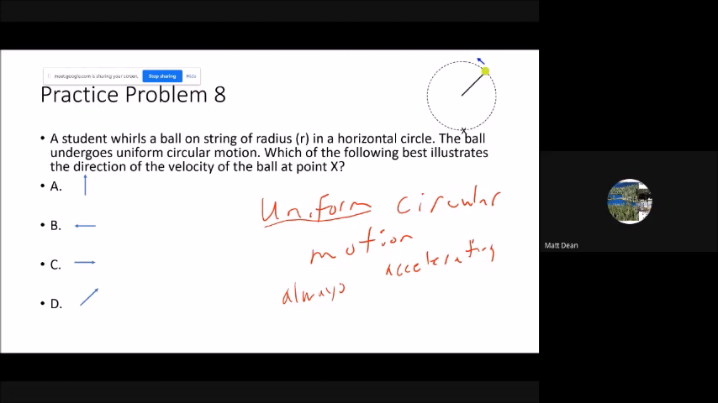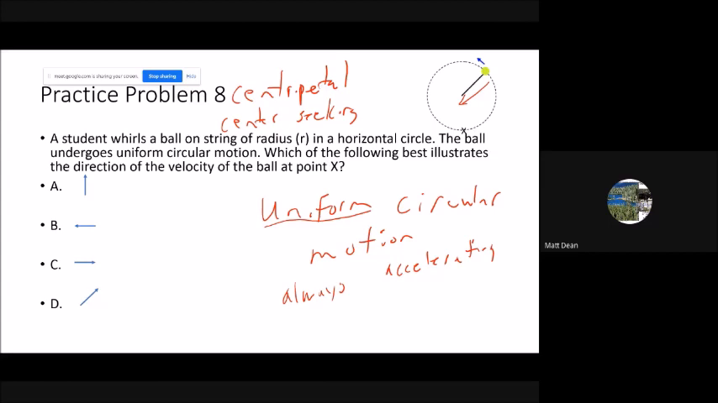When things are in uniform circular motion, the net force is always the centripetal force. And the word centripetal means center seeking. So centripetal forces always act toward the center of the circle.